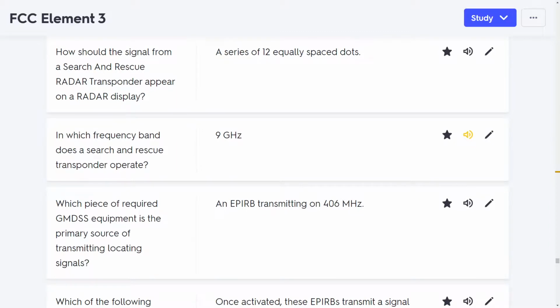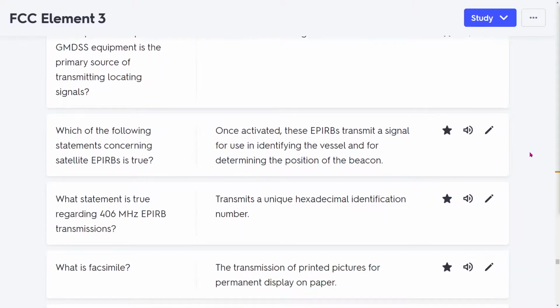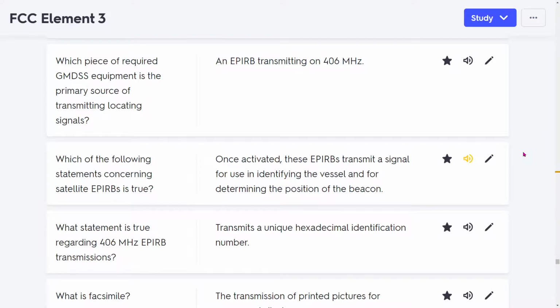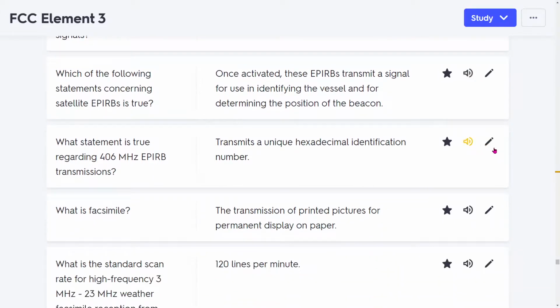In which frequency band does a search and rescue transponder operate? 9 GHz. Which piece of required GMDSS equipment is the primary source of transmitting locating signals? An EPIRB transmitting on 406 MHz. Which of the following statements concerning satellite EPIRBs is true? Once activated, these EPIRBs transmit a signal for use in identifying the vessel and for determining the position of the beacon. What statement is true regarding 406 MHz EPIRB transmissions? Transmits a unique hexadecimal identification number.